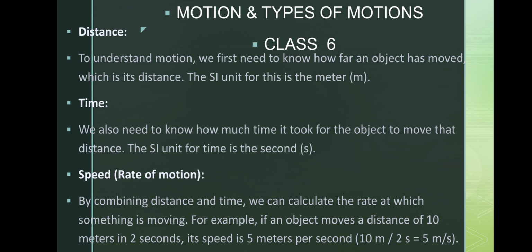Speed, rate of motion. By combining distance and time, we can calculate the rate at which something is moving. For example, if an object moves a distance of 10 meters in 2 seconds, its speed is 5 meters per second, because speed is nothing but distance upon time, and 10 upon 2 is 5 meters per second.